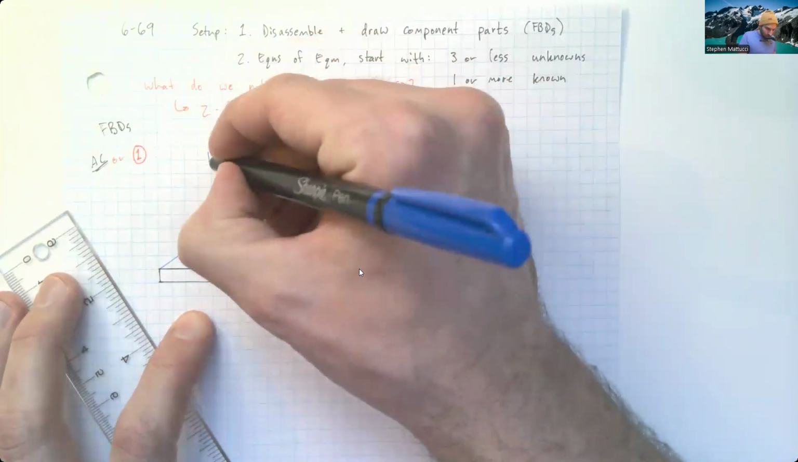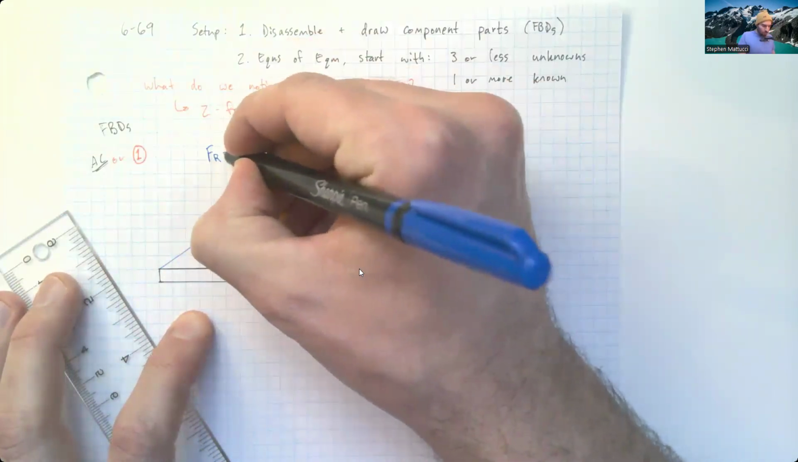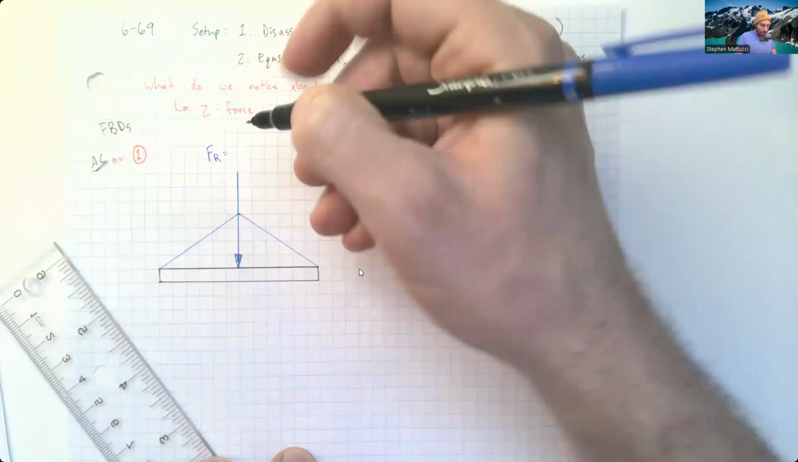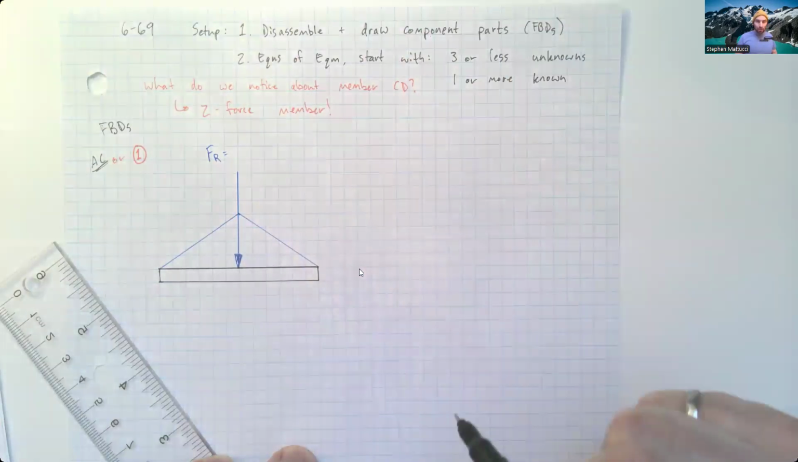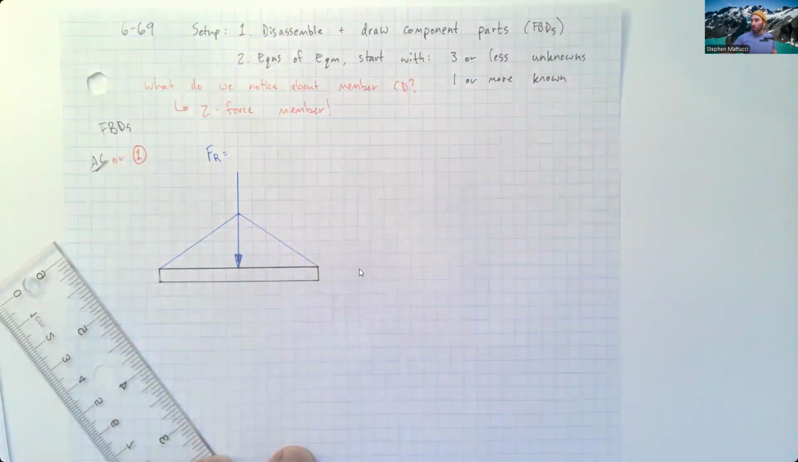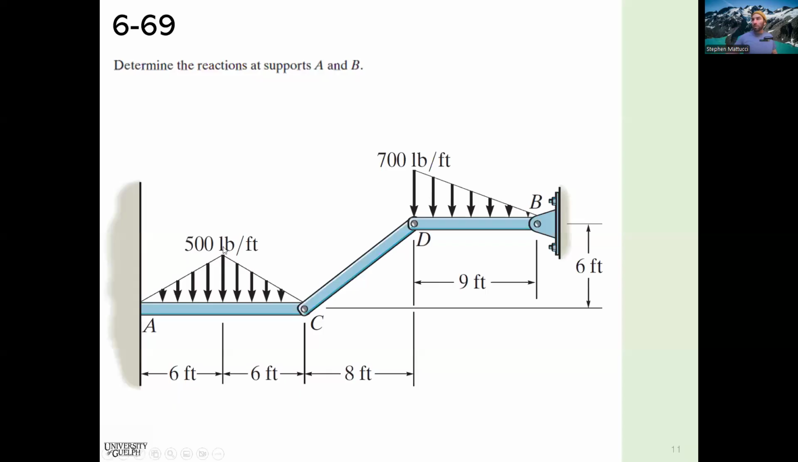This resultant force, FR, is going to be equal to the area under this triangle. Let's double back here, and we see that the peak, the height of this distributed load, is 500 pounds per foot. So that's the height. And then the base is 6 plus 6, which is 12. So the area of a triangle is half base times height.